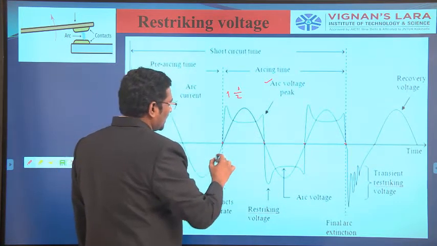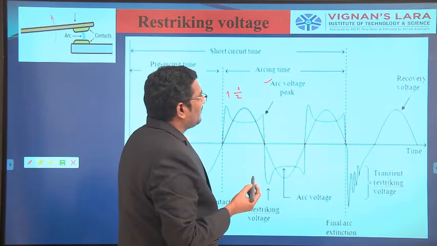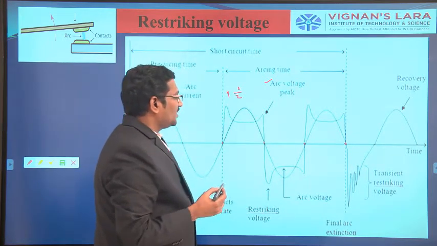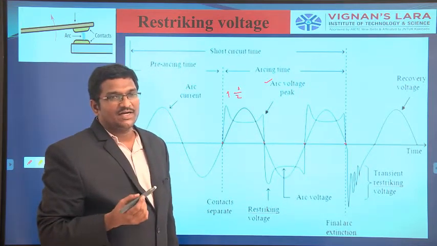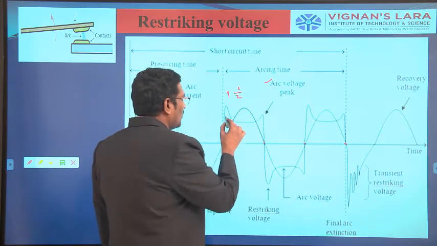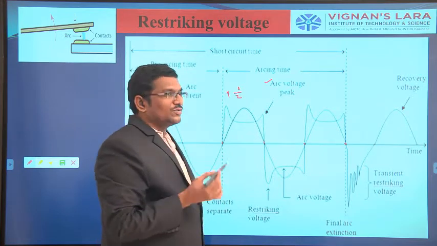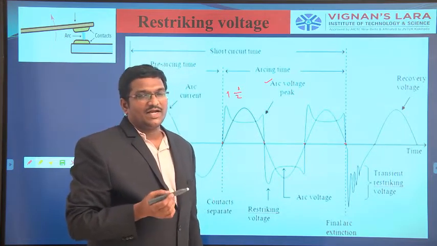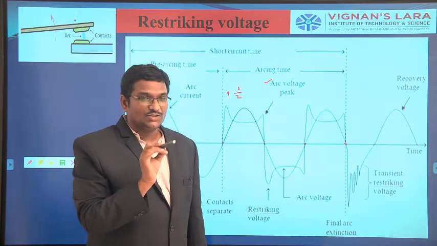Next, if you observe the fault current, this is the current. If you want to define the restriking voltage, the zero crossing is very important. Zero current crossing is very important. To define the restriking voltage, you have to see two things: the arc should be present between the fixed contact and the moving contact, and the current should be zero.